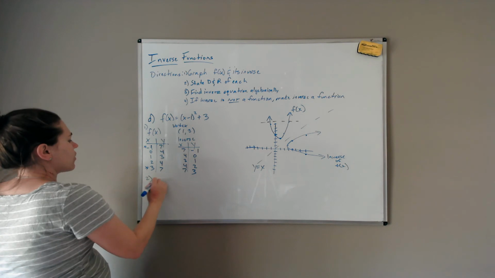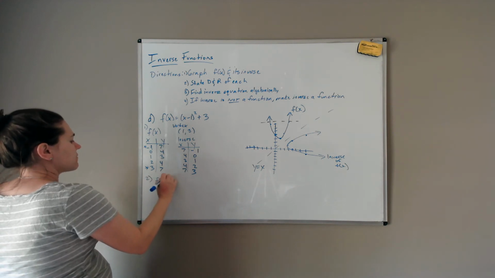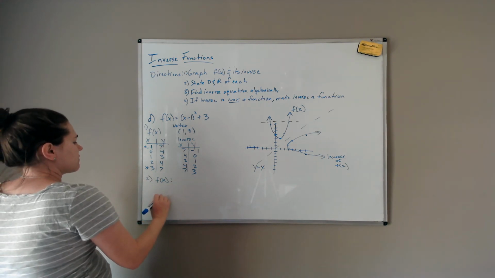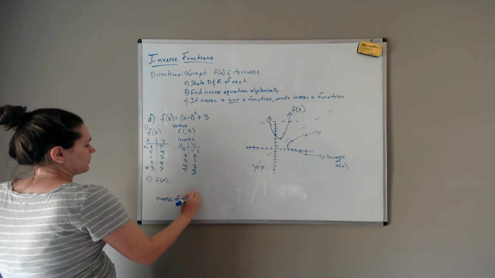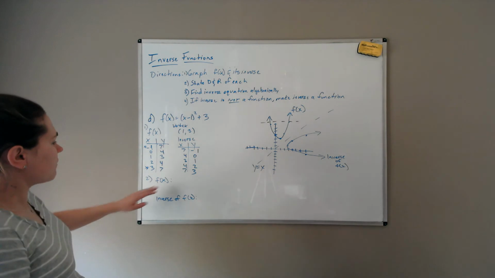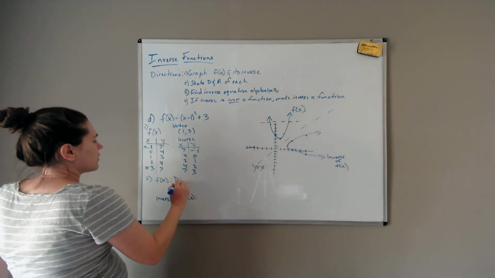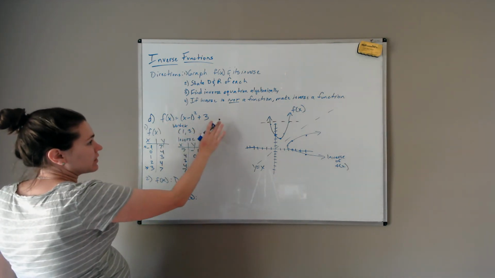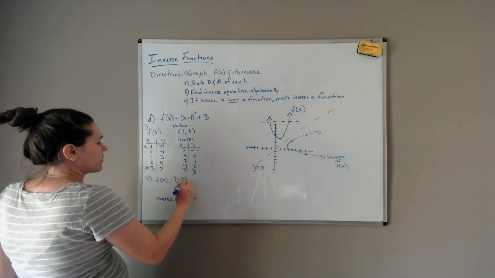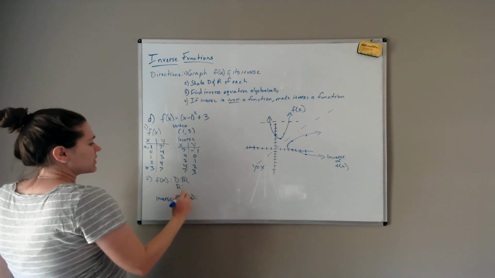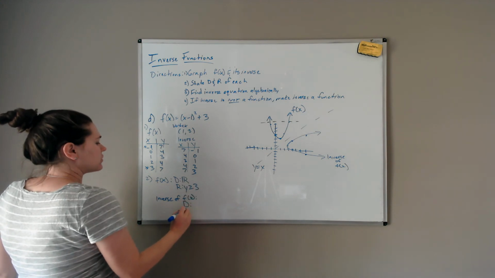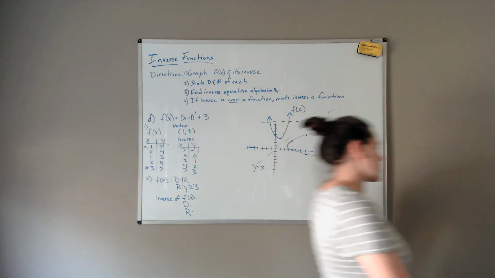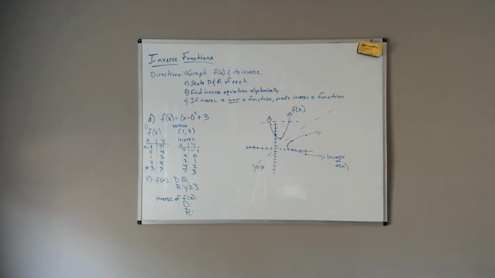Number two, state the domain and the range of each: f of x, and then the inverse of f of x. For f of x, the domain is as is, we didn't do anything, so it's all real numbers, and the range is that y has to be greater than or equal to 3. So I want you to think for a second about what the domain and the range of the inverse are going to be.